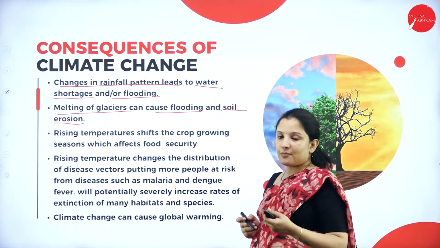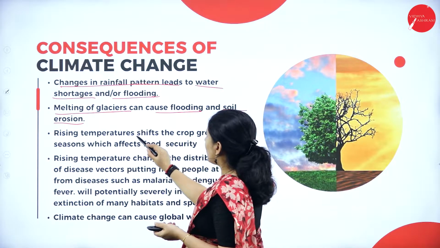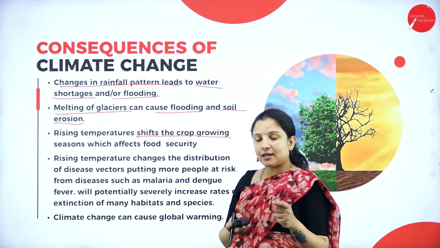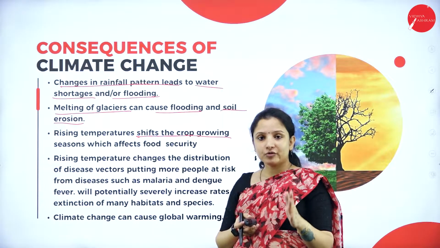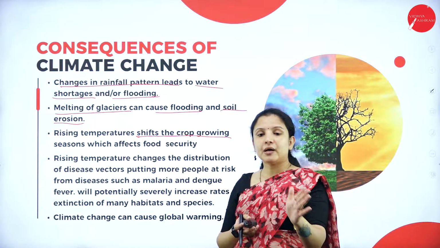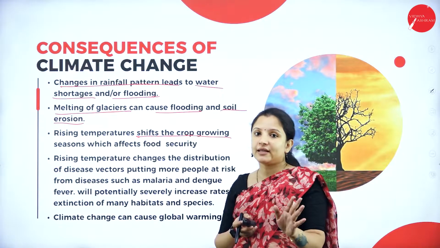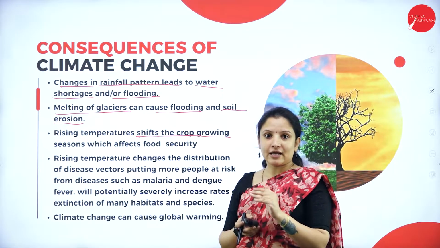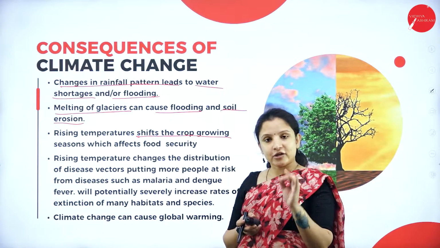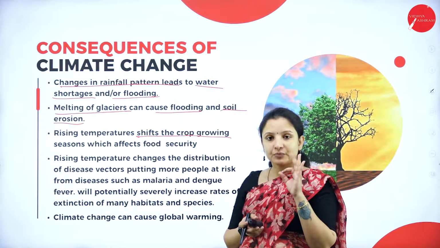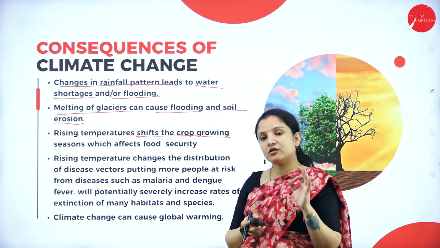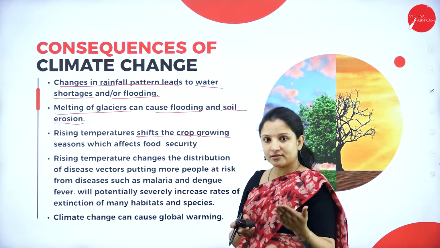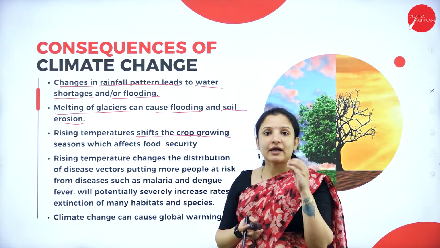Next, the rise in temperature shifts the growing pattern of the crop. For example, earlier it would be from this particular month to this particular month, a rainy season. After that, the winter, then summer. That would continue like that, and it was very accurate. But nowadays, because of pollution, because of human intervention, a lot of changes in the environment, a lot of climatic variations are occurring, resulting in the rise in the temperature.